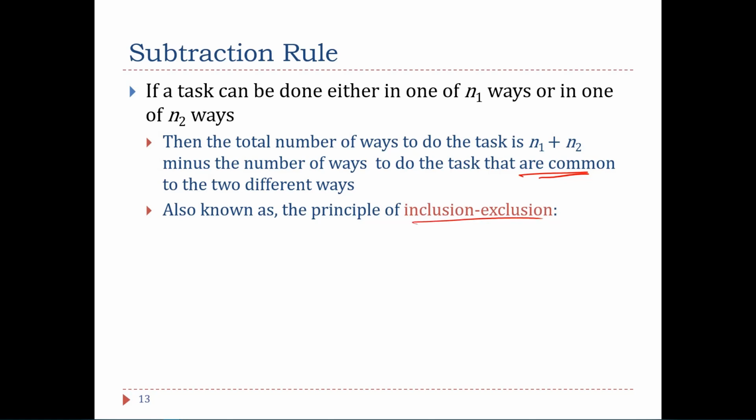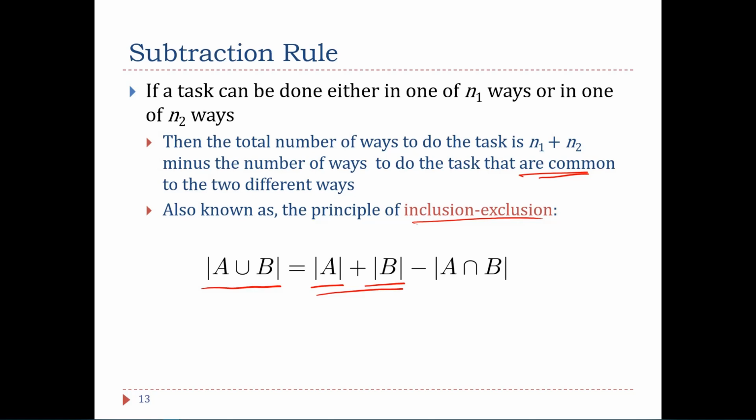When you are calculating the size of A union B and you start by summing up the size of A and B, then you also have to subtract the size of the intersection of A and B, because you would have counted it twice. The elements in the intersection would have been counted twice, once inside A and once inside B. So we have to exclude them once to compensate.